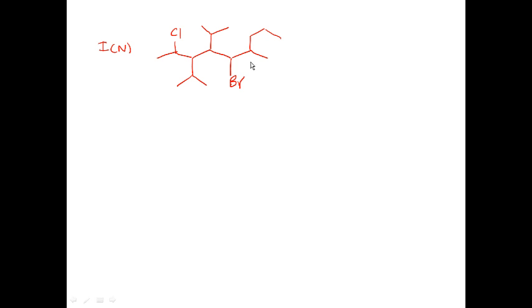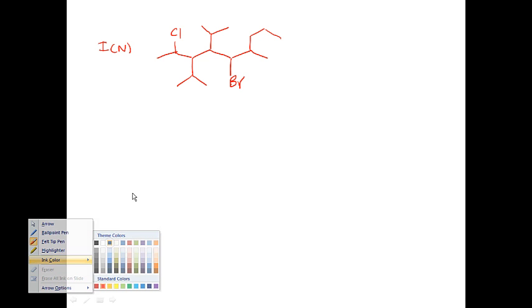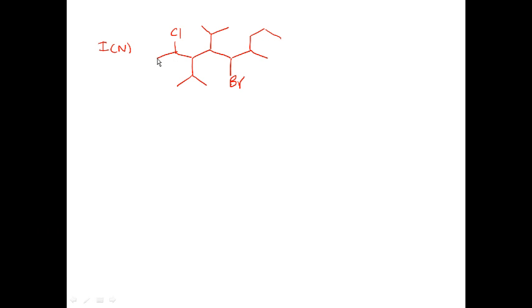Okay, so here's my molecule, and now we've got to locate the longest continuous carbon chain. In this case, let's say that the longest continuous carbon chain, as one possibility, let's write that in blue. And so I've got a 1, 2, 3, 4, 5, 6, 7, 8, 9 carbon chain. So that would be a nonane chain with 1, 2, 3, 4, 5 substituents.